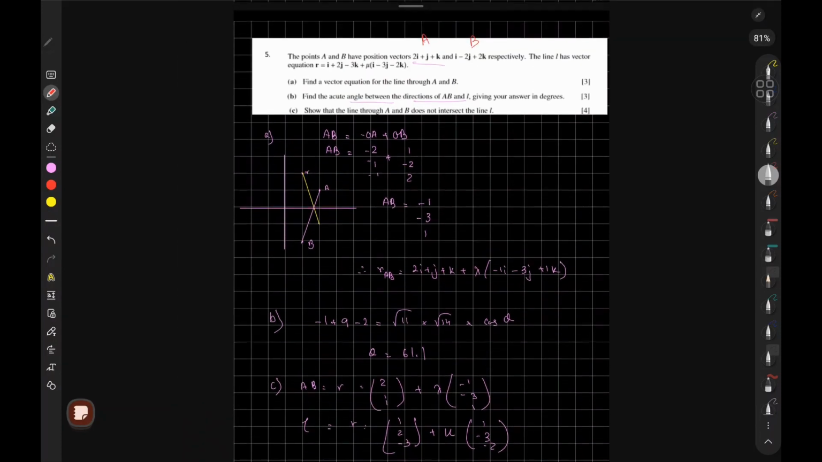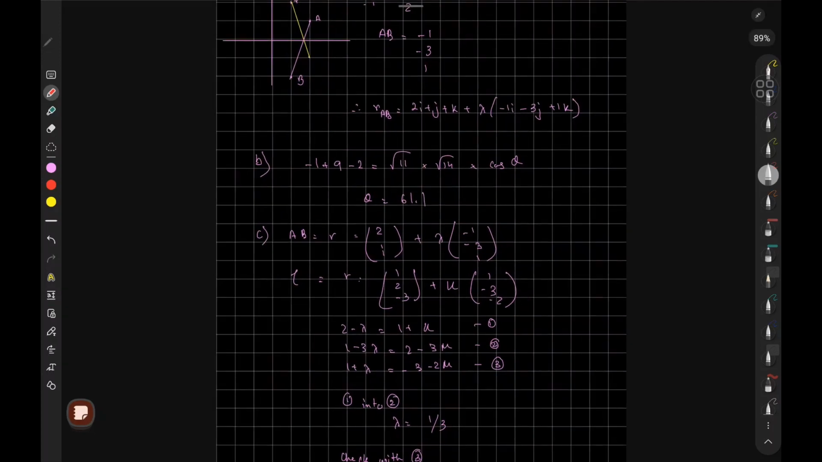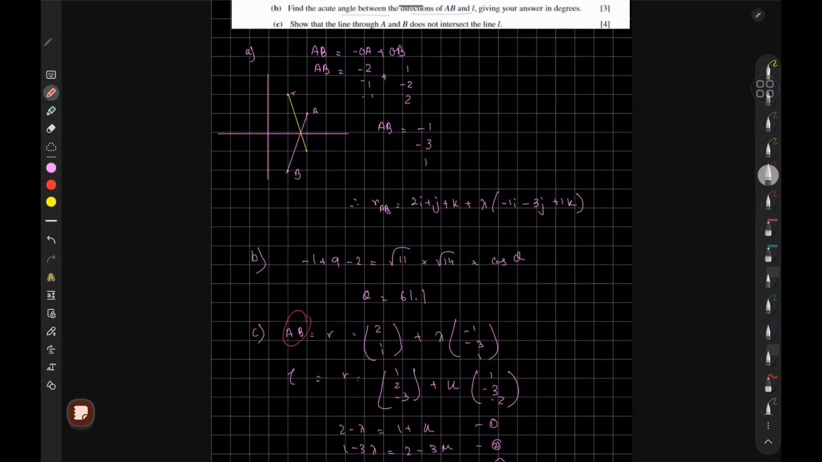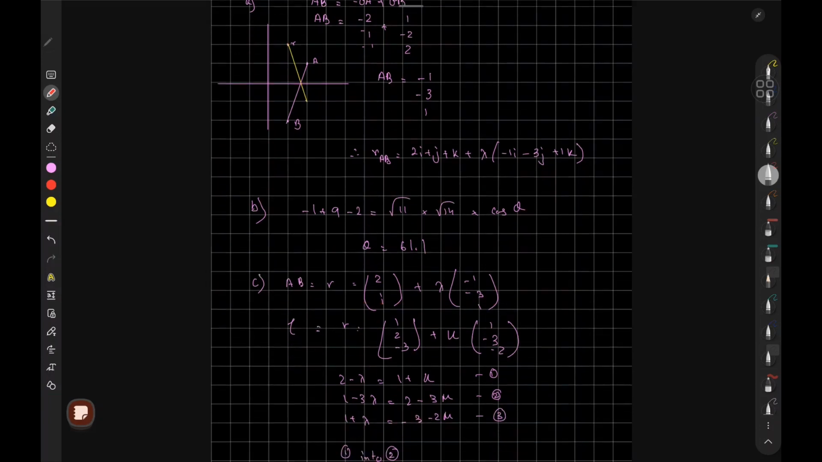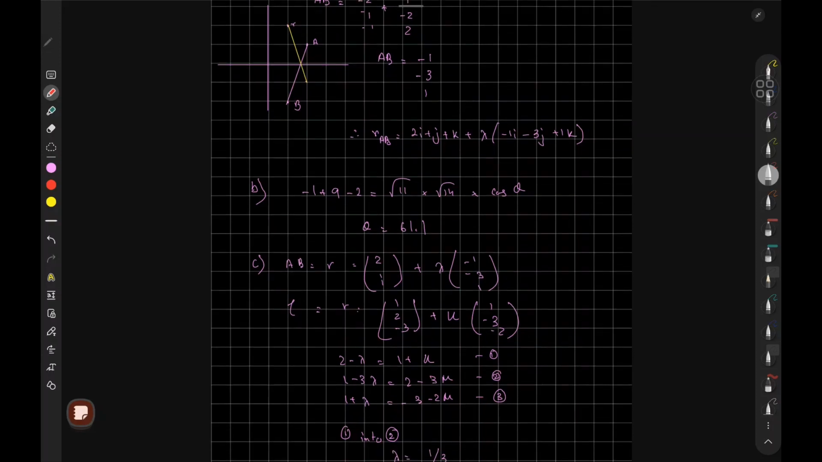Nice. So next up, see what are they telling you? Show that the line AB does not intersect the line L. Great. So again, intersection is basically simultaneously solving all the equations. It's a bit tedious, but yeah, let's do it. This is the vector equation for AB, and this is the vector equation for L.